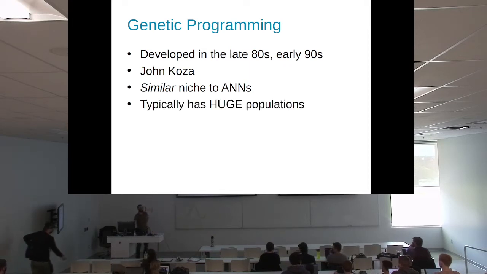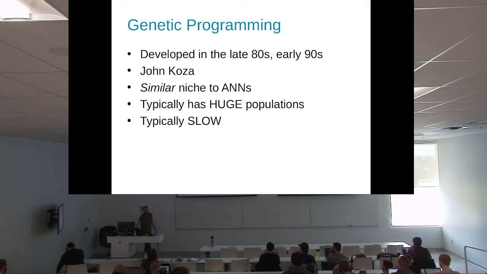Typically, unlike your GAs, which very well could have gigantic populations, with your GA we're going to have huge populations. Very big, typically. It's typically way slow. If you're thinking of your GA, who had a population size of greater than 1,000 when they were running their GA?